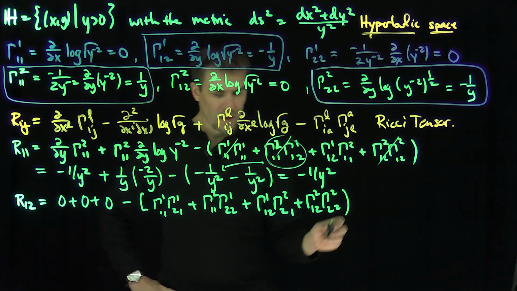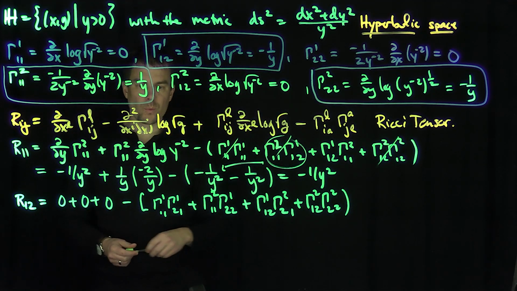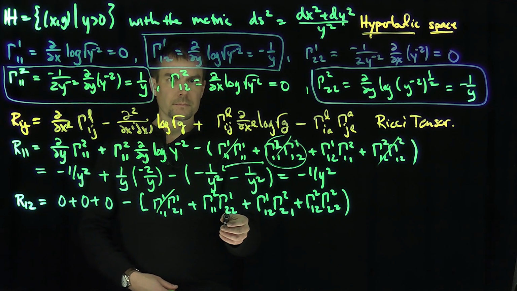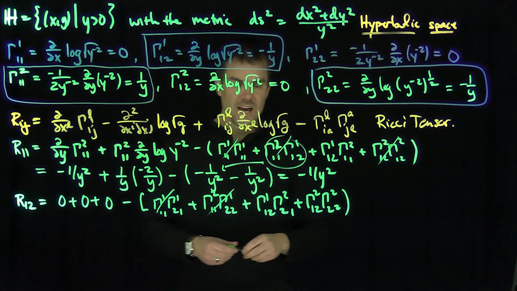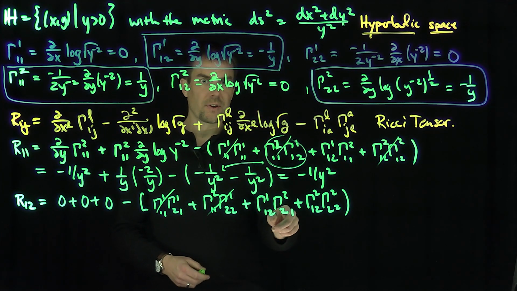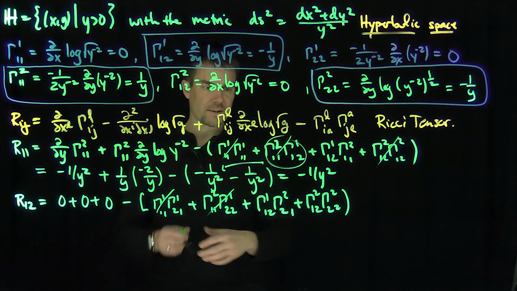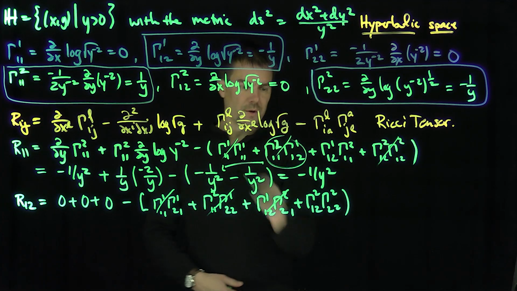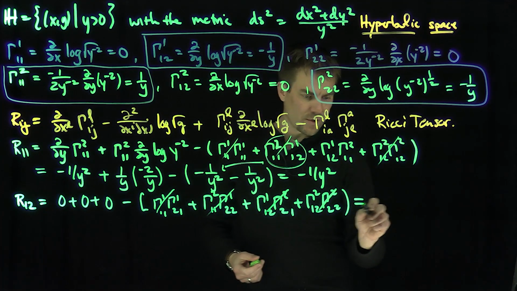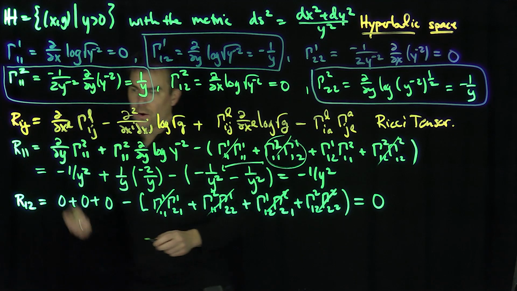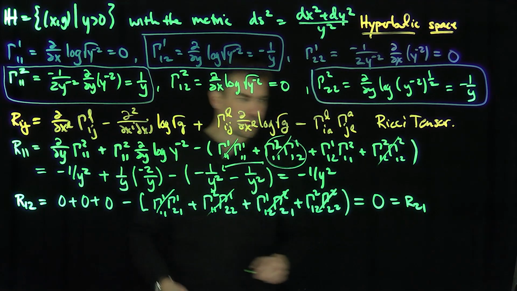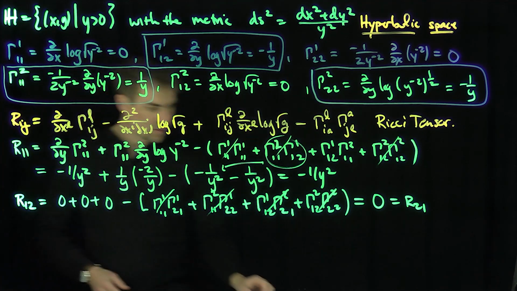Okay, great. Now let's see what's going to happen over here. So gamma 1, 1, 1, 1 is 0. Gamma 2, 1, 1, 1 is a 1 over y. And then the gamma 1, 2, 2 is a 0. Then the gamma 1, 1, 2 is something, but the gamma 2, 2, 1 is going to be 0 by symmetry. And finally, the gamma 2, 1, 1 is going to be equal to 0. So all these terms vanish. So the Ricci tensor component 1, 2 is 0, and that's the same thing by symmetry as R 2, 1. Great.